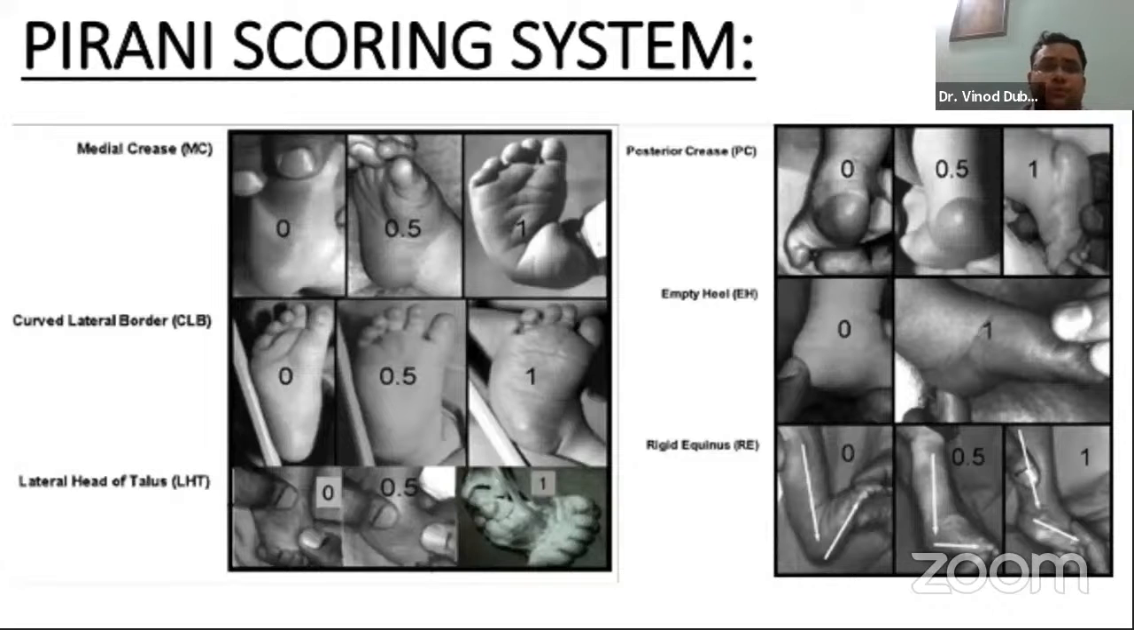And coming to Pirani score, it is very easy to use, and it can be used by a normal general orthopedic surgeon in a remote place in a district hospital. And once you get used to it, you can actually score it in a very nice way, and you can score it within 1 minute.